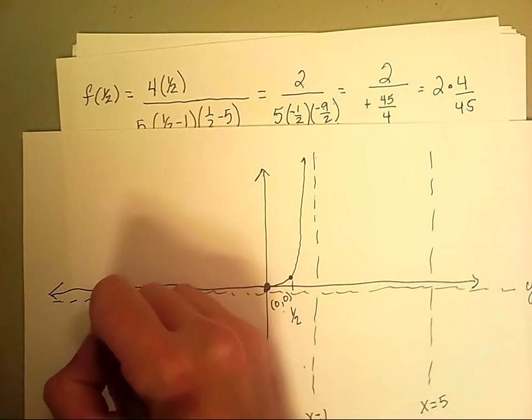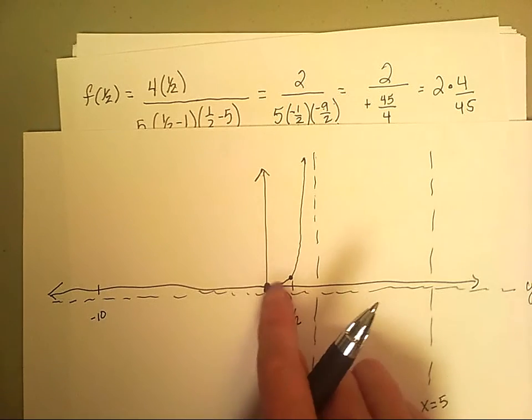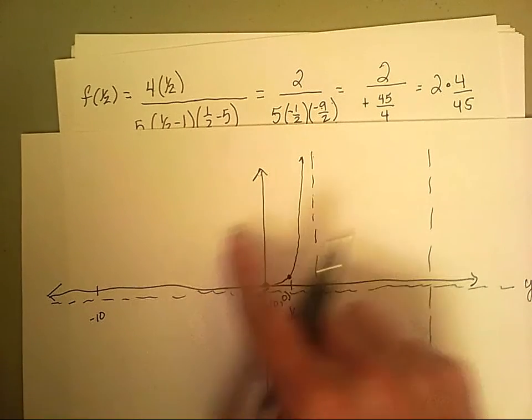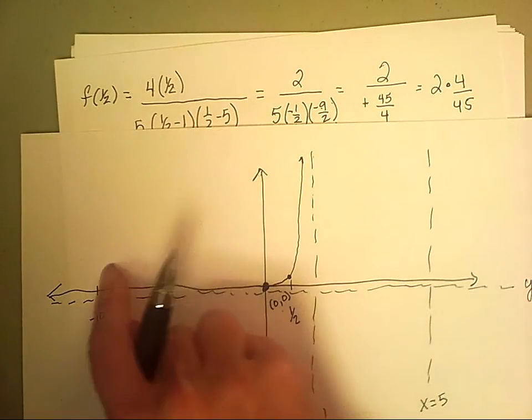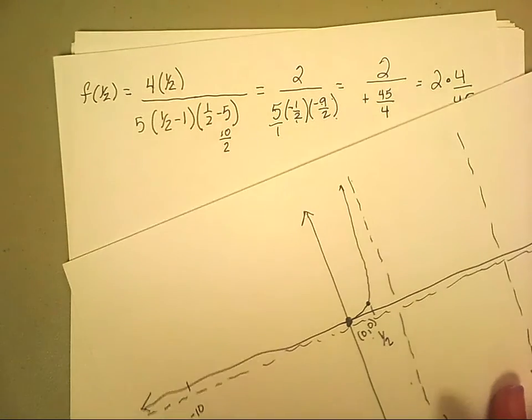Now let's look at, say, negative 10 down here and see: does this graph cross and approach from this direction, or does it just jump and come out? So let's look at f of negative 10.